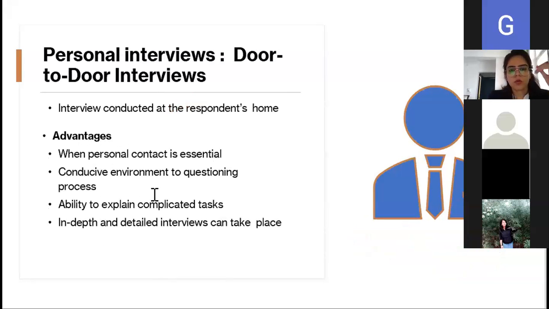Okay, so the first way of personal interviewing is door-to-door interviews, which is household interviews. You go to a household and ask these questions. Your team of interviewers will go to a household and ask questions, so it is conducted at the respondent's home. When personal contact is essential, it's a conducive environment, and you can explain complicated tasks.